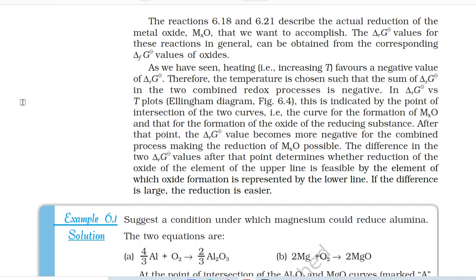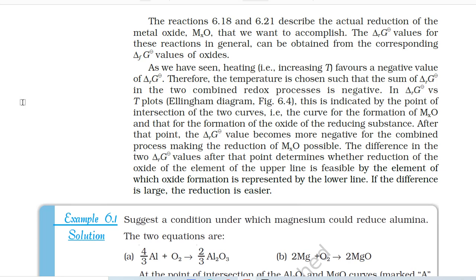The reactions 6.18 and 6.21 describe the actual reduction of the metal oxide MxO that we want to accomplish. The ΔrG° values for these reactions in general can be obtained from the corresponding ΔfG° values of oxides. As we have seen, heating, that is, increasing temperature, favors a negative value of ΔrG°. Therefore, the temperature is chosen such that the sum of ΔrG° in the two combined redox processes is negative.